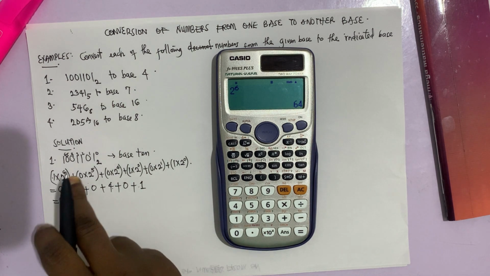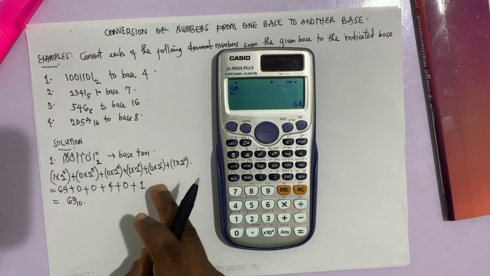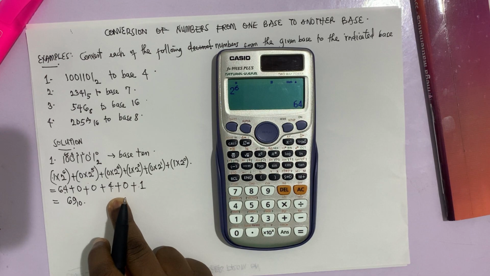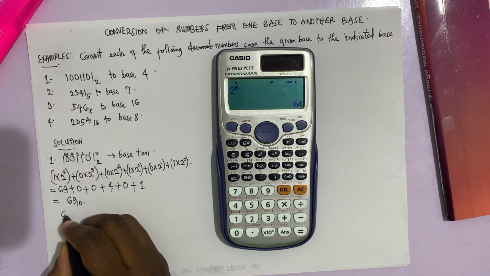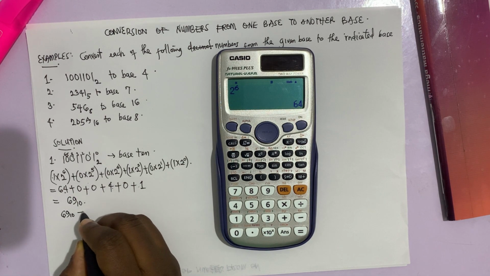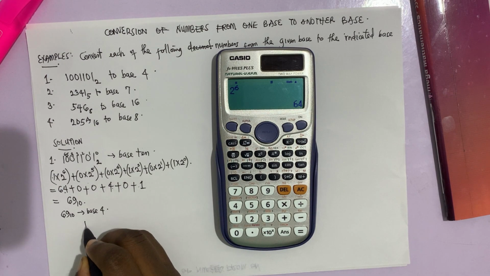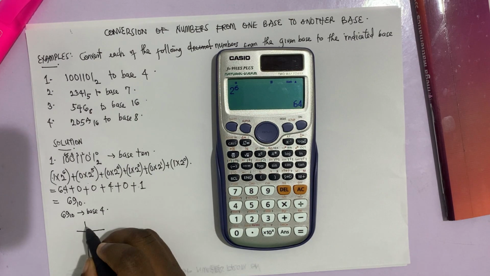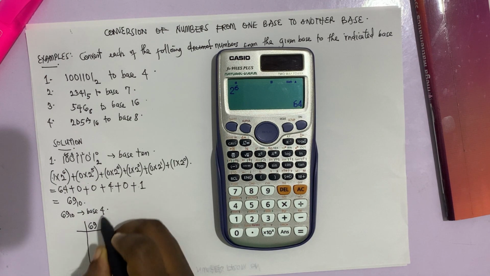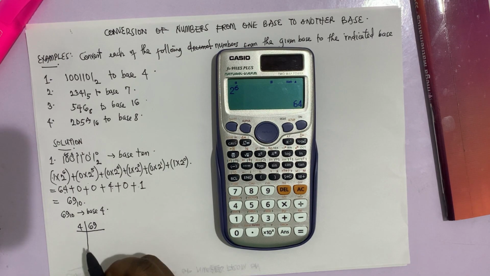Now, the question is not to convert to base 10. The question is to convert to base 4. So now that we have the equivalent in base 10, we then convert 69 base 10 to base 4. So how do we convert to base 4? We draw our table, write the base 10 number on the right hand side, and the base you want to convert to, 4, on the left hand side.